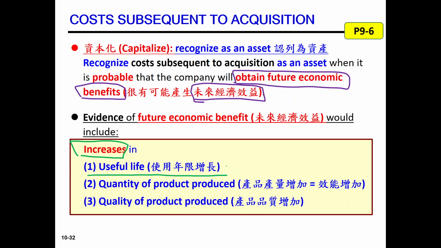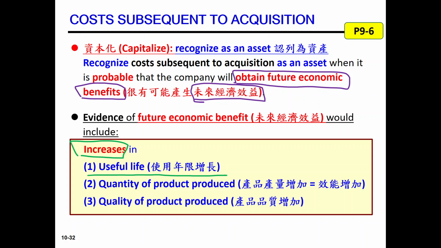Useful life means how long you expect to use your PPE. For example, how long you expect to use your iPad? Four years, for example. After you graduate from college, you don't want to use it. So useful life is how long you expect to use your iPad, how long you expect to use your car, right? So when I spend the money on my car, my useful life is increased.